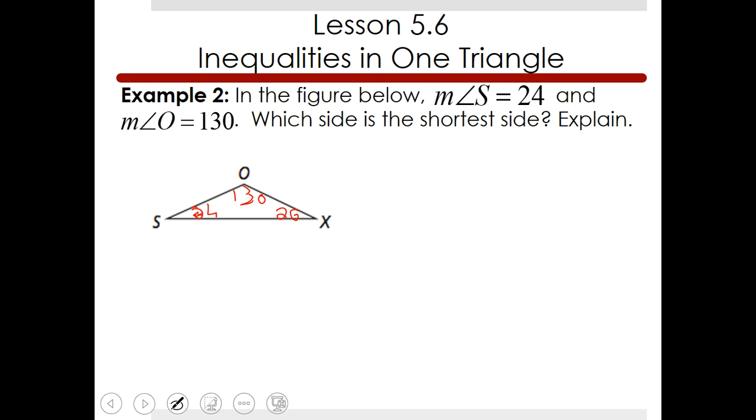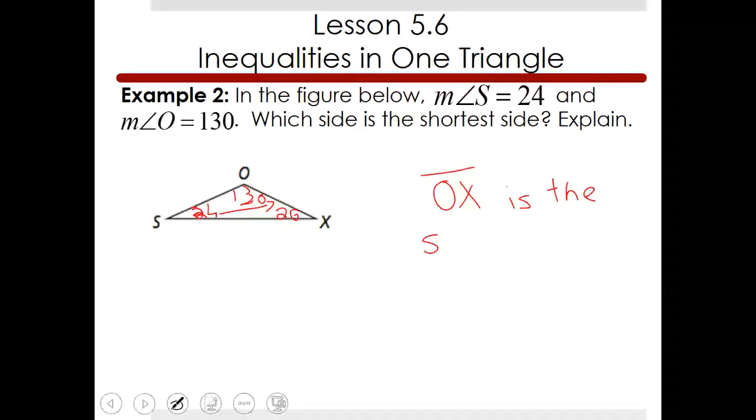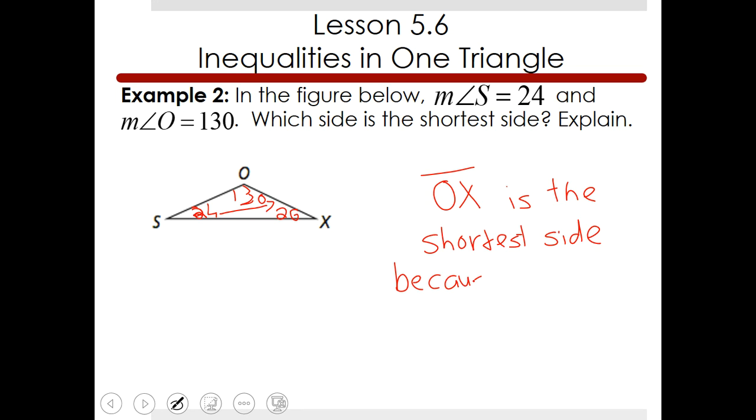So my smallest angle is 24, and it's only asking for the shortest side. So the shortest side is the one opposite it. So OX is the shortest side, because it is opposite of the smallest angle.